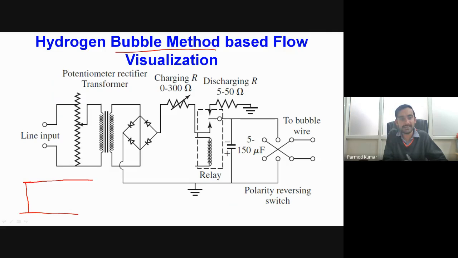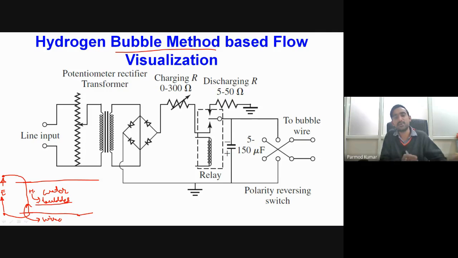So for example, if I consider that this is my flow pipeline, and inside this pipeline I have some wire. Okay, and this wire is actually subjected to some electrical voltage. So what will be happening if the liquid is flowing over here? For example, if water is flowing over here and we are supplying some current, because of this current the water will be electrolyzing, and it will be producing small hydrogen bubbles over here. So we will be having nothing but the production of hydrogen bubbles.